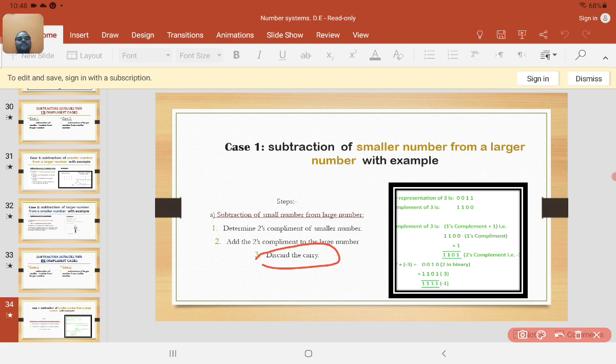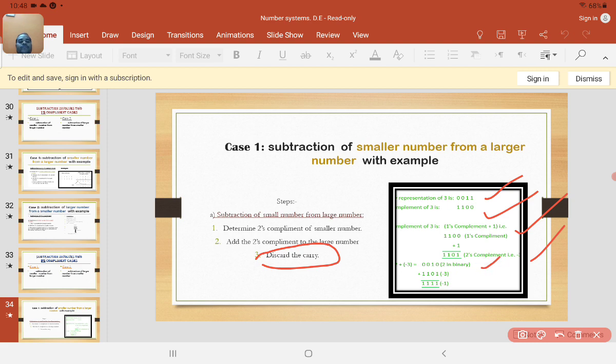So here, one of the examples given is the representation of 3. 0 0 1 1, the 1's complement of 3 is 1 1 0 0. The 2's complement of 3 is the 1's complement plus 1, that means 1 1 0 1 is the 2's complement. So we are subtracting here 2 minus 3, where 2 is 0 0 1 0.